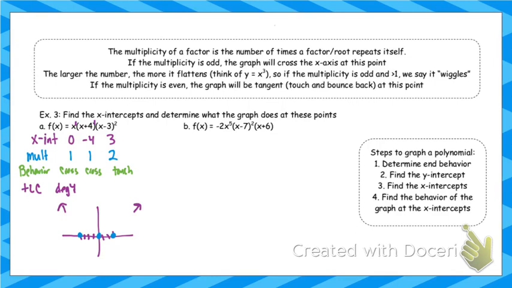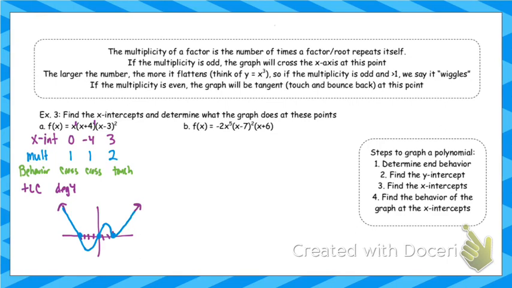So then to sketch my graph, I'm just going to do what my graph tells me to do at each of those points. At -4, it tells me to cross. So I'm going to cross at -4. At 0, it tells me to cross. So I'm going to cross at 0. At 3, it tells me to touch. So I'm going to bounce from that point back in the same direction.